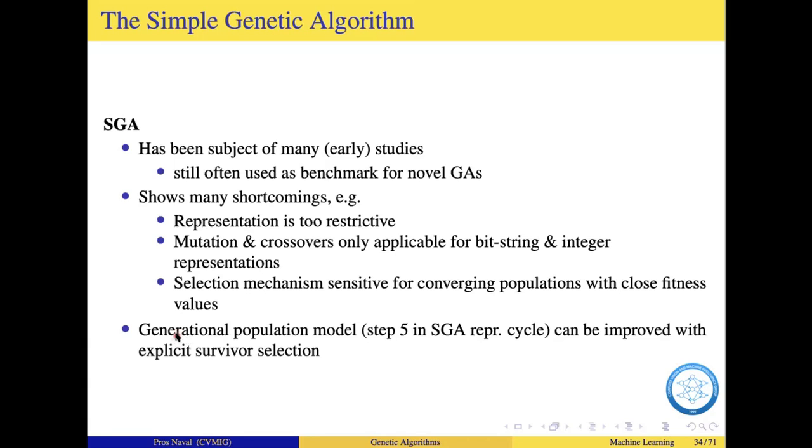Also, the generational population model, which is step 5, and reproduction cycle can be improved with explicit survivor selection, and we shall see this later towards the end.